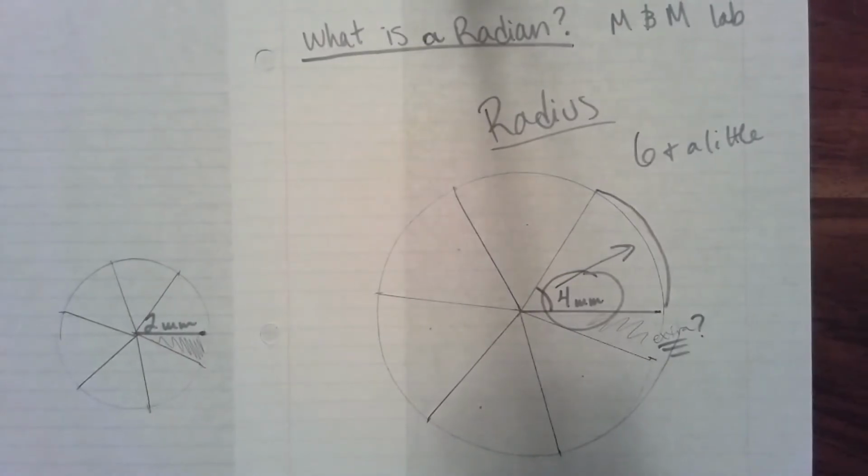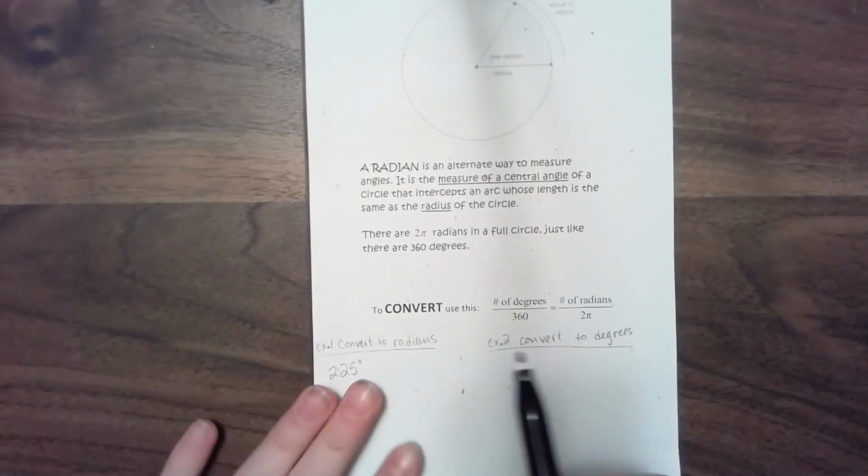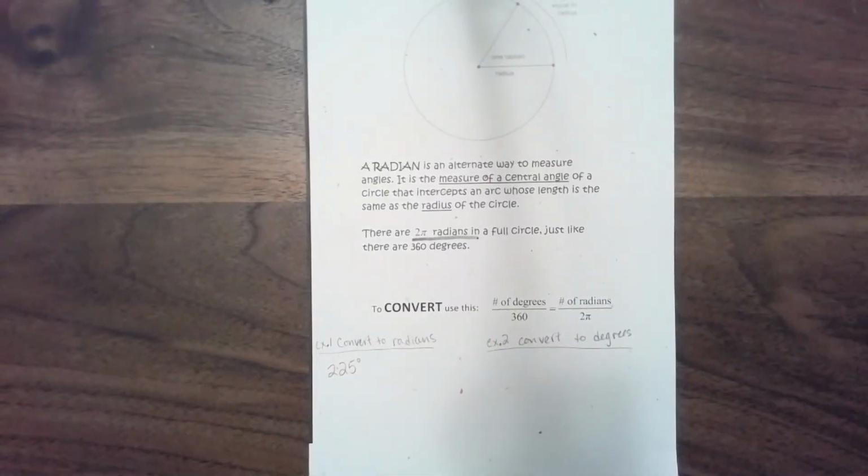So where does that 6 and a little come from? Have you ever heard of the number pi? Well, pi is 3.14159 and so on. And we know that pi also deals with circles. So if we know that pi is that, and we know that there's 360 degrees in a circle, then it must be the case that there are 2 pi radians in a full circle.